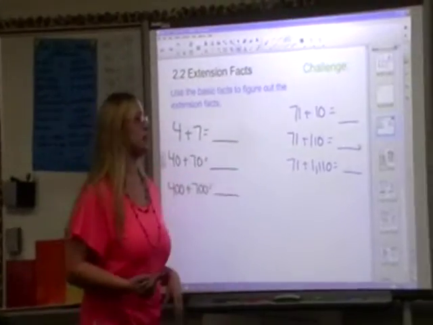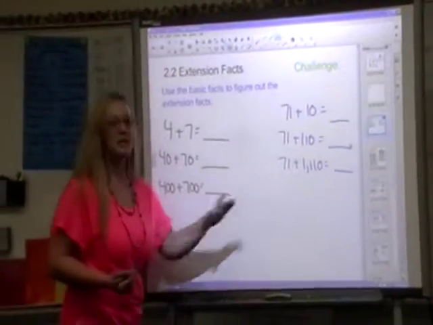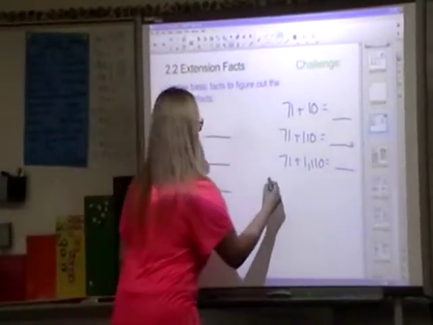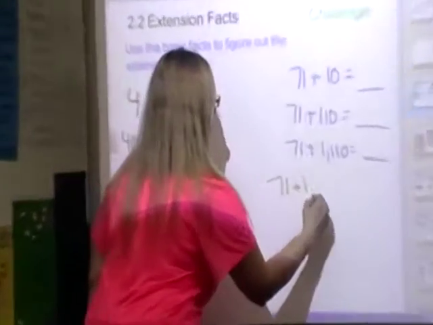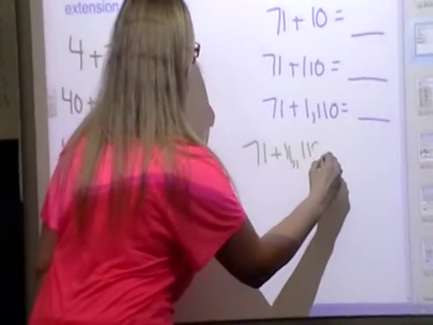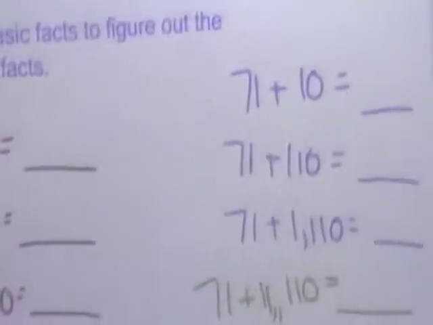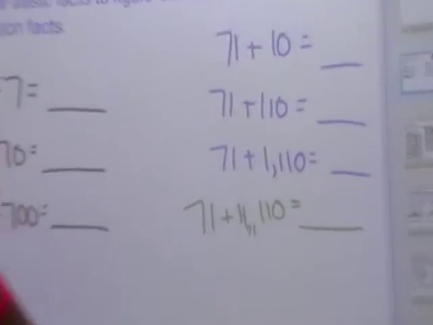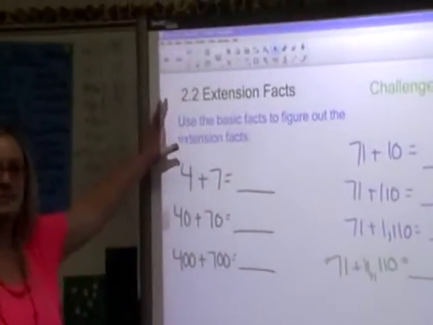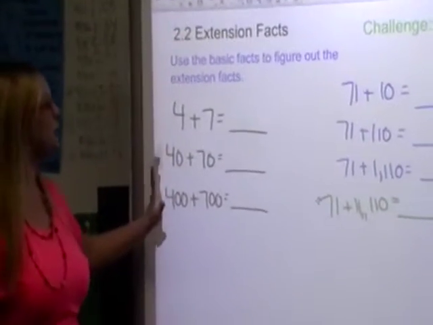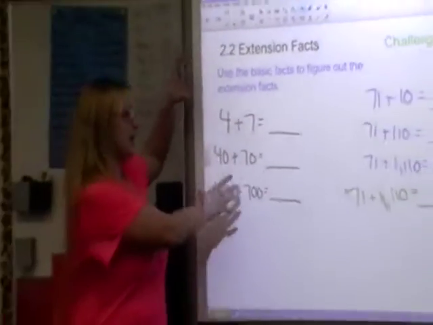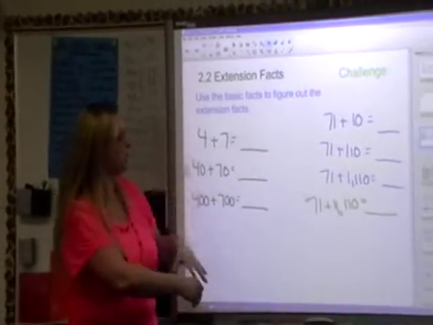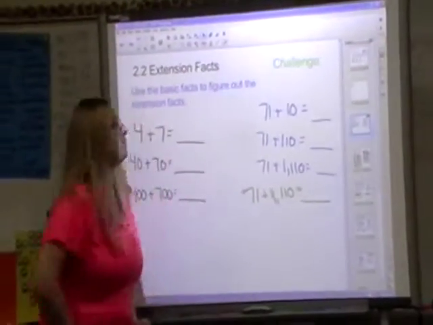So if my challenge is extension facts, I can extend it even further for students by saying, what would 71 plus 11,110 be? And the board records exactly what I'm writing. So I've got on this side some text and on this side some handwriting, which I've used to create an on-target problem of every day and a challenge problem every day.